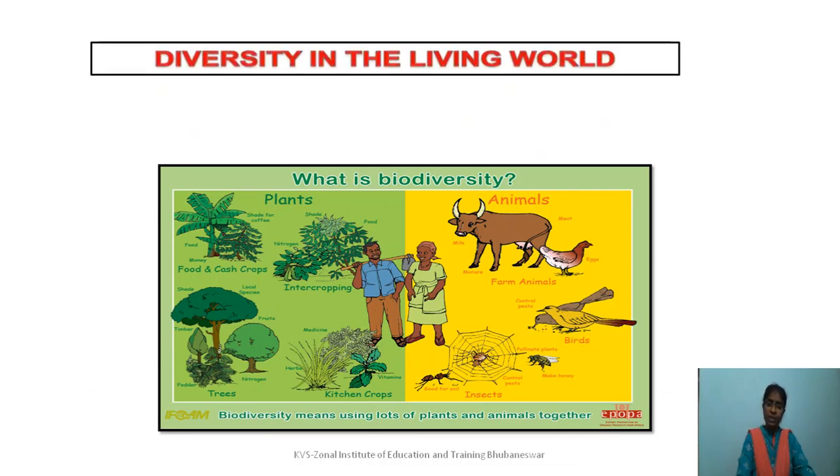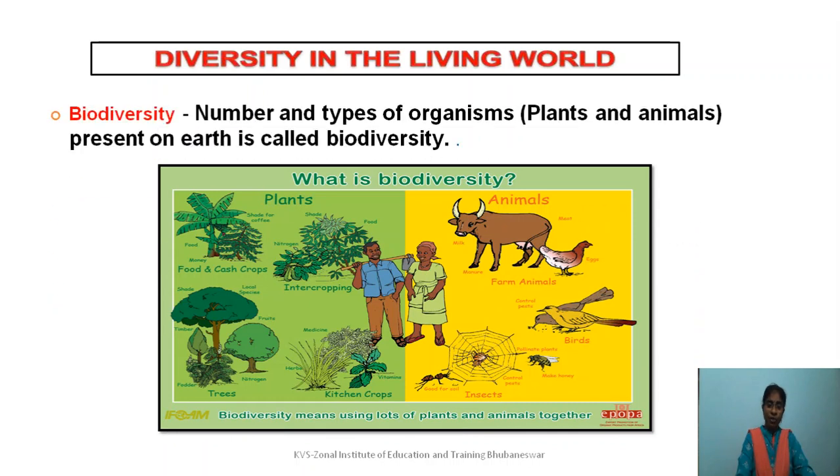Now next one is diversity in the living world. What do you mean by diversity? The number and types of organisms, plants and animals, present on earth is called biodiversity. There are a huge variety of plants and animals present in this universe, which you cannot even count. Countless are there. So biodiversity means the existence of lots of plants and animals together. It is only known as biodiversity.